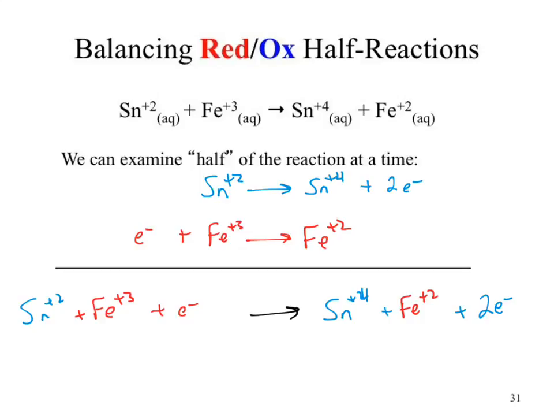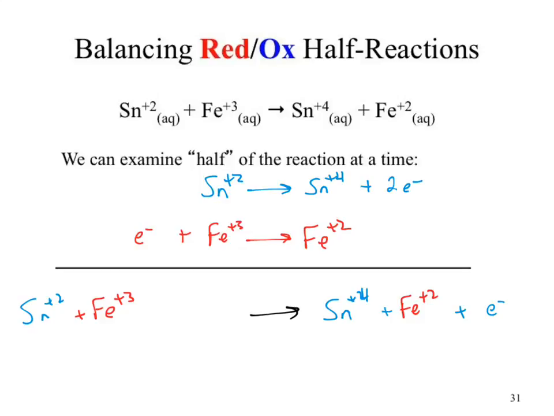I can erase 1 electron from the reactant side because I can cancel it with the 1 electron on the product side, and I end up with this equation. Just canceling like terms across the equation. Okay? So far, so good. All we've done is added these two equations together.